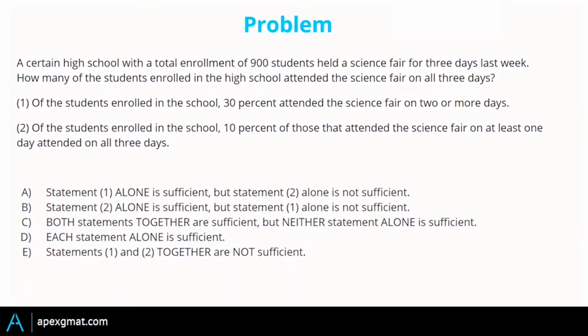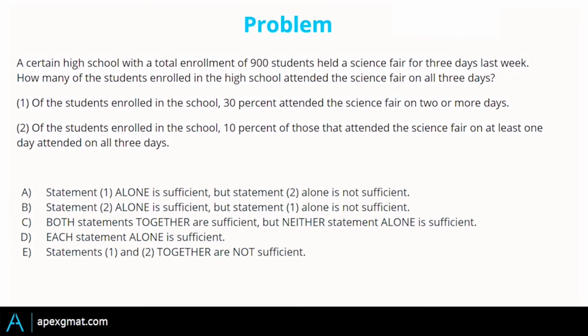Hey guys, today we're looking at the science fair problem. In this data sufficiency, we're being asked how many discrete number of the 900 students at the school attended all 3 days. And we can surmise that they're going to come at us by giving us different breakdowns of how different groups of students behaved.